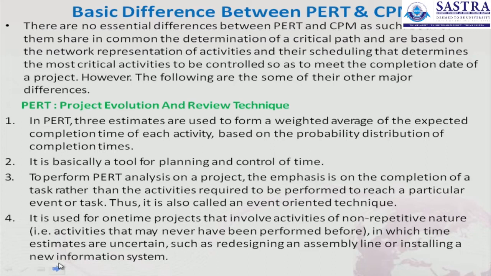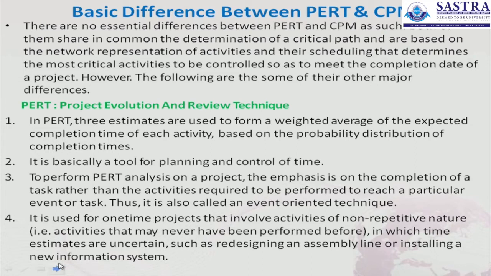There are no essential differences between PERT and CPM as such. Both of them share in common the determination of a critical path and are based on the network representation of activities and their scheduling, which determines the most critical activities to be controlled so as to meet the completion date of the project. However, the following are some of the other major differences. In PERT, three estimates are used to form a weighted average of the expected completion time of each activity, based on the probability distribution of completion times.